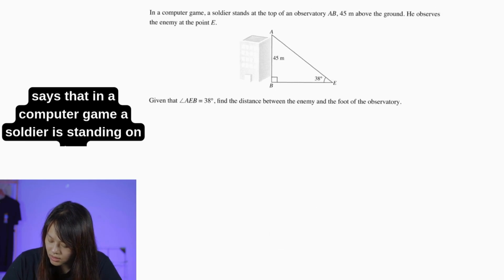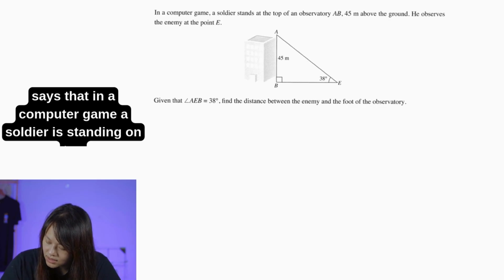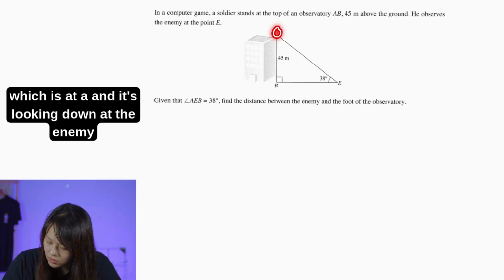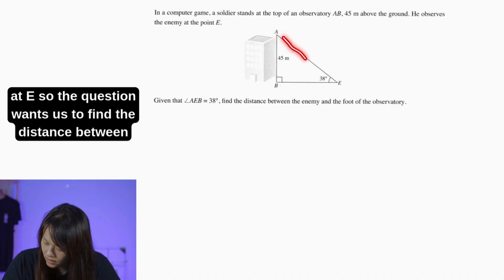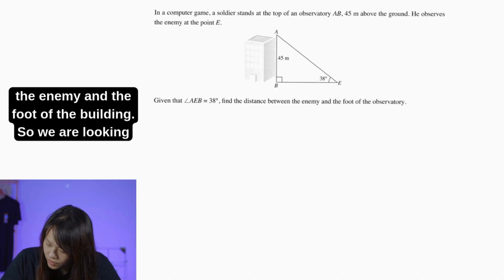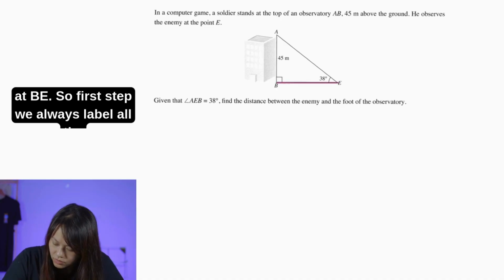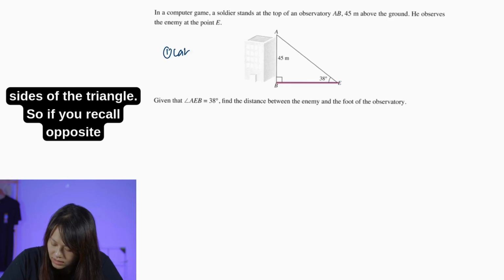In this question, it says that in a computer game, a soldier is standing on top of a building, which is at A, and is looking down at the enemy at E. The question wants us to find the distance between the enemy and the foot of the building, so we are looking at BE. First step, we always label all the sides of the triangle.